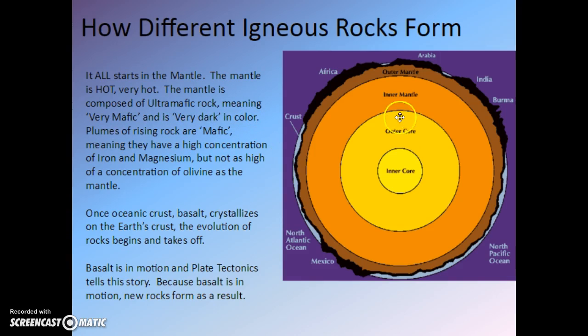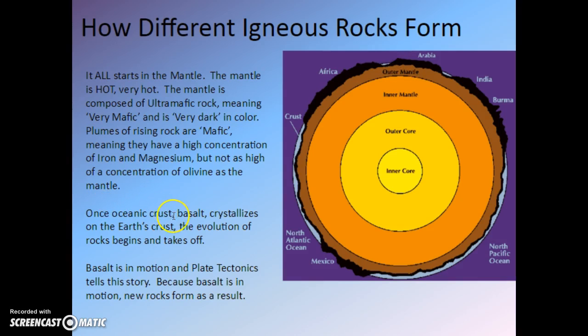Plumes of rising rock in the upper mantle here, they're rising, right? Convection. Hot material rises, cooler material sinks. Hotter would be less dense, and cooler would be denser. And these are mafic. That means that they have a high concentration of iron and magnesium, and that should be reviewed. But not as high of a concentration of olivine as the mantle. The mantle is going to have more darker, more ultramafic minerals than, say, the basalt, the oceanic crust.